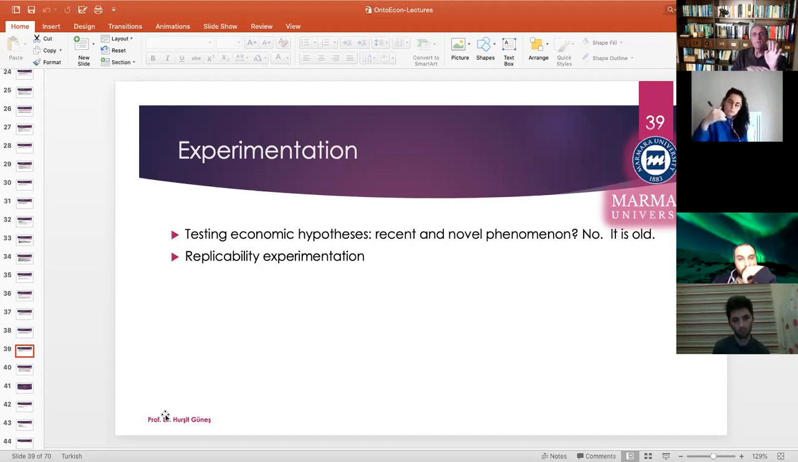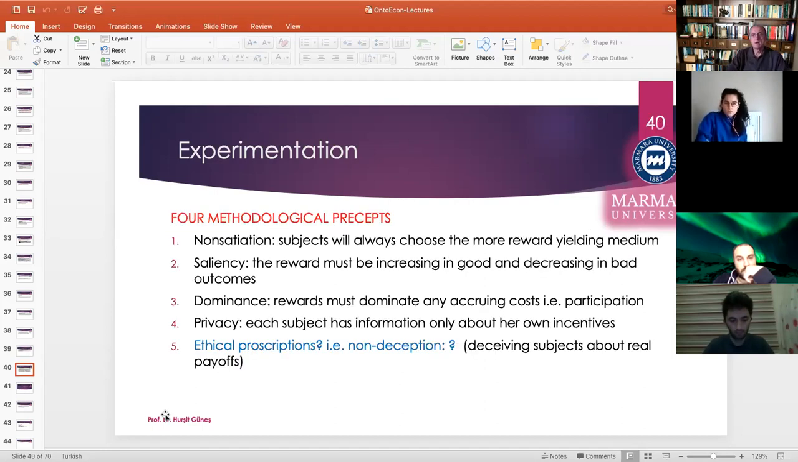Experimentation, the fourth important thing in economics, testing economic hypotheses, is a recent and novel phenomenon, you may say. That's what I said, in the last 30 years. Now, some say no, it's old. It's old, but it wasn't so common because game theory was not in, so you couldn't do laboratory experimental studies. Now you can. Replicability of experimentation means you repeat the same experiment again and again to see that they all converge to the same result. And game theory provides us this possibility.